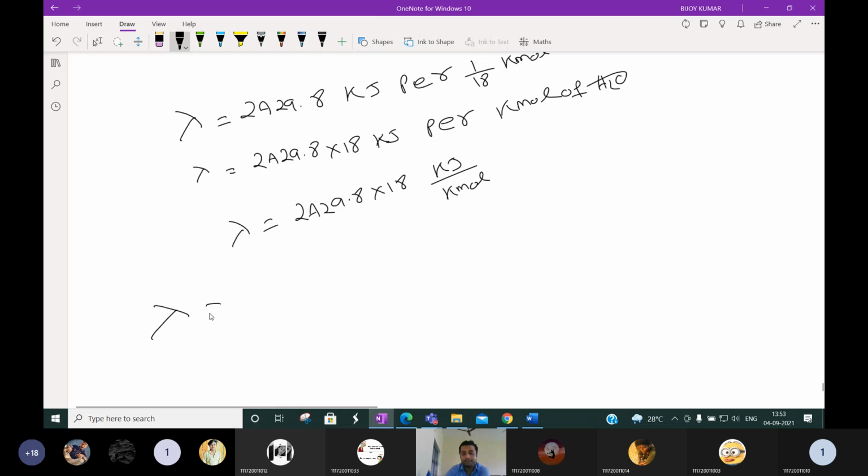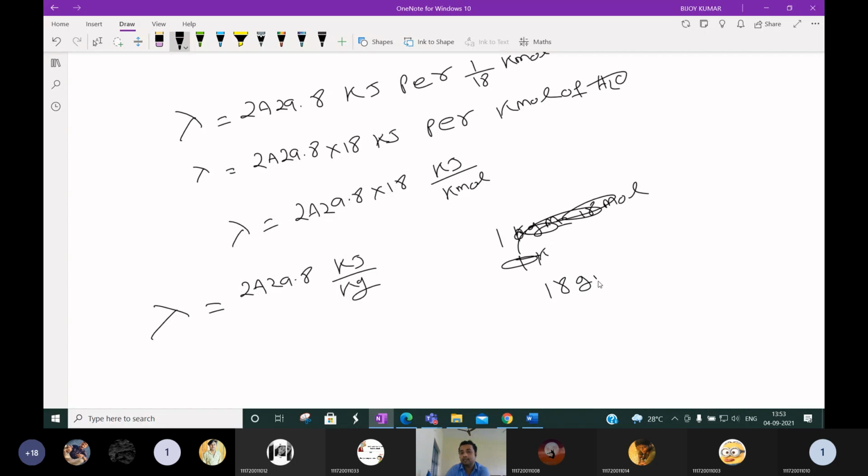if you are not getting this, let us understand it simply. Suppose it is kilojoule per kg. We know that 18 grams of water is equal to 1 mole, so 1 gram of water is 1 by 18 mole. And 1 kg of water is equal to 1 by 18 kilomole. Here we take kg, here we will take kilomole.